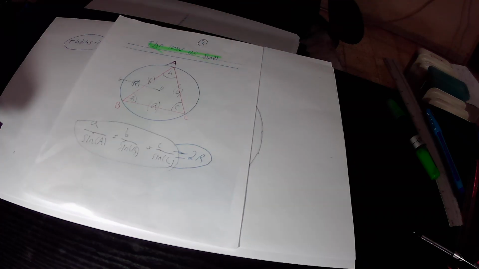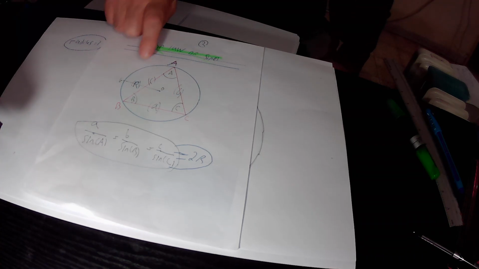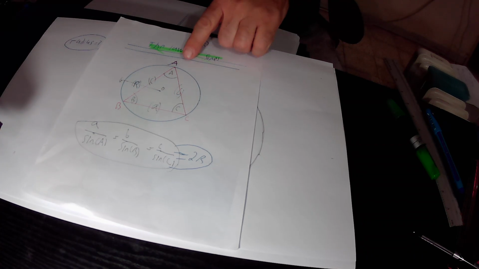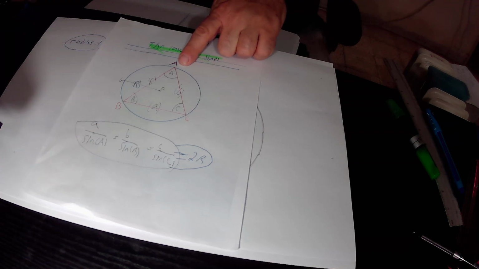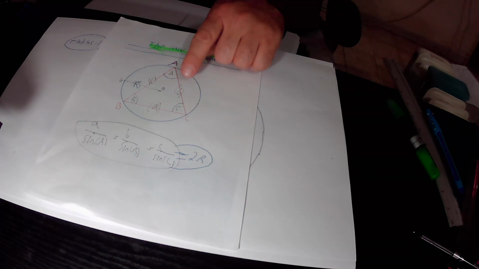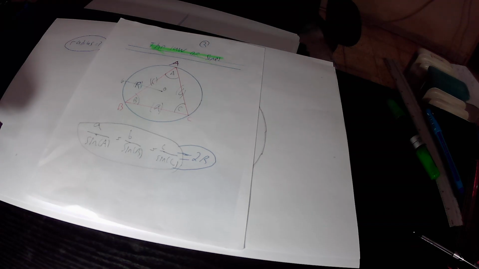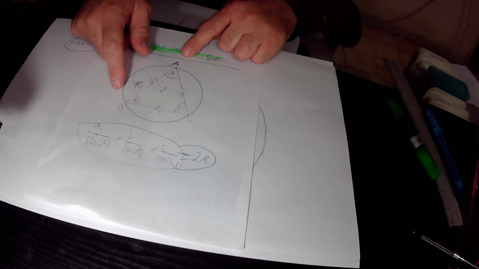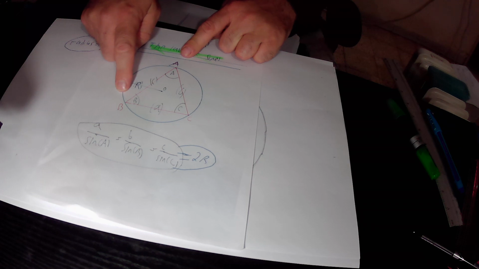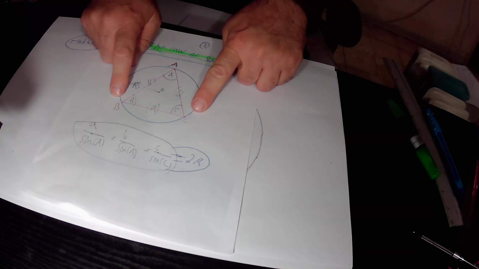This is triangle ABC, which could be any triangle. Triangle ABC is described by this circle. The radius of this circle is R. Angle BAC is equal to capital A degrees, angle ABC is equal to capital B degrees, and angle ACB is equal to capital C degrees. Side AB of this triangle is equal to c units, side AC equals b units, and finally side BC is equal to a units.